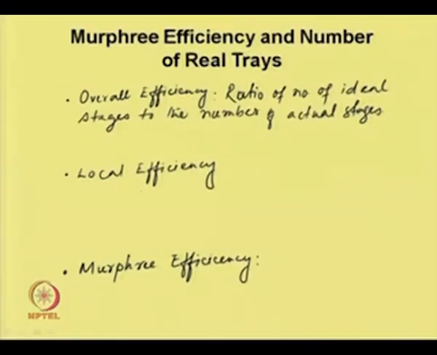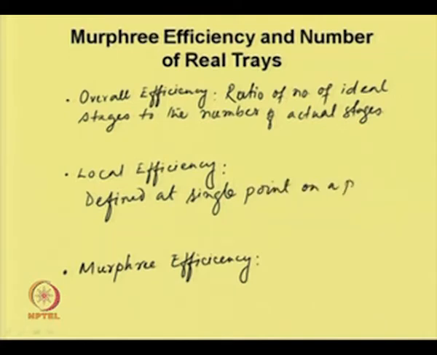Another type of efficiency, which is most accurate but very difficult to apply, is the local efficiency, defined at a single point on a particular tray. Using this efficiency is very difficult. The Murphy efficiency is the most common choice.